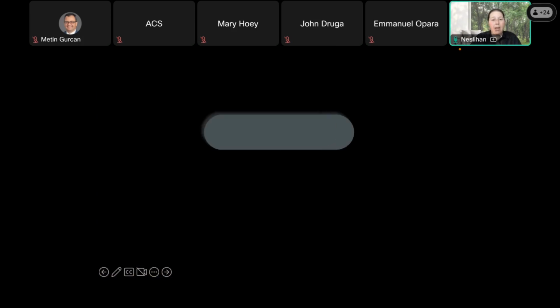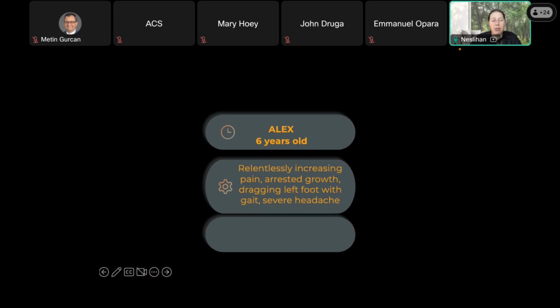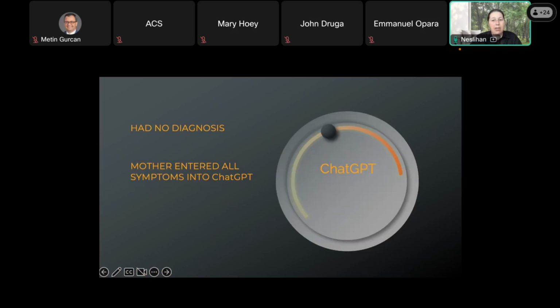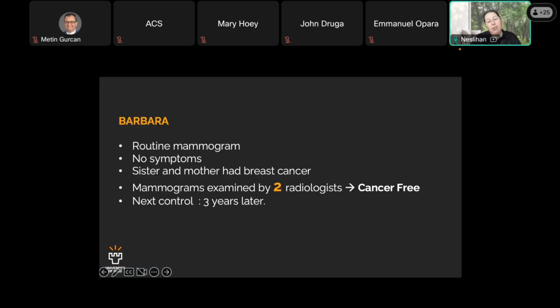I want to mention an interesting patient, Andrew, who is now 6 years old. For 3 years, he had more and more pain and his growth stopped. He had trouble walking and he experienced severe headaches. Over those 3 years, he visited 17 doctors. And his mother then entered all his symptoms and medical reports into ChatGPT. Then ChatGPT made the correct diagnosis, which was missed by all these 17 doctors over these 3 years. He had surgery and he's now healthy.